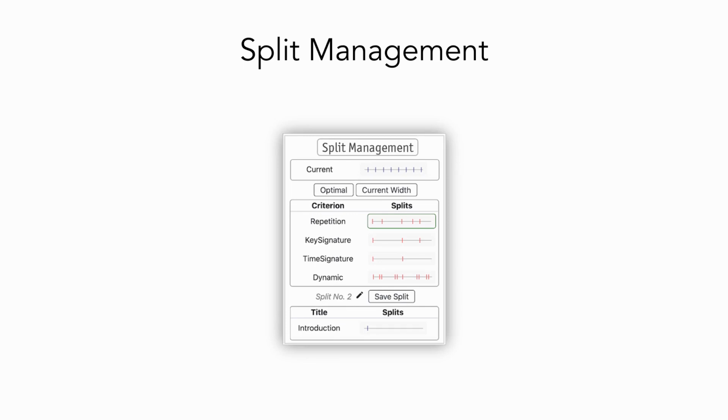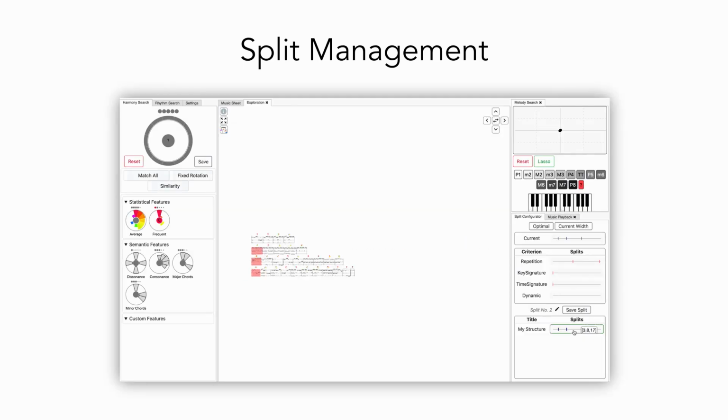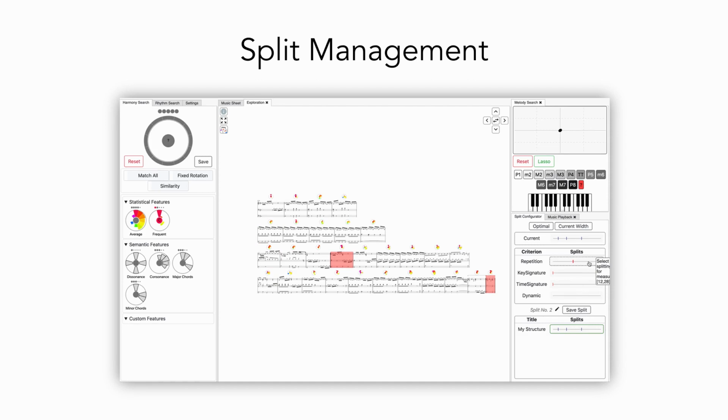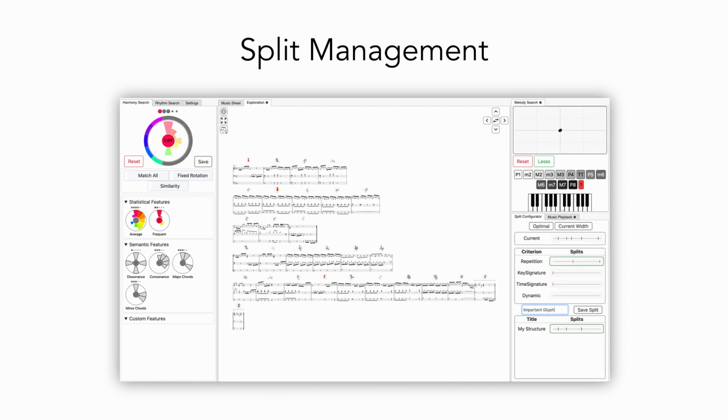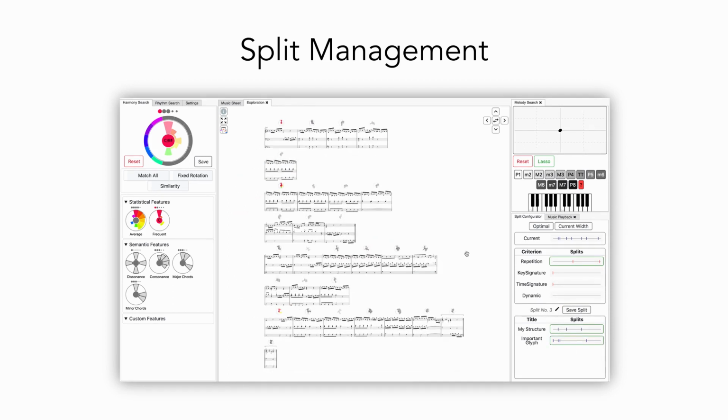In the split configuration view, we display a list of different split criteria, including repetitions, key and time signatures, and dynamic changes. The analyst can always combine custom and provided splits to analyze the structure of a piece. Besides, harmonic, rhythmic, and melodic searches can be used to quickly define semantic splittings based on the data characteristics of a composition.